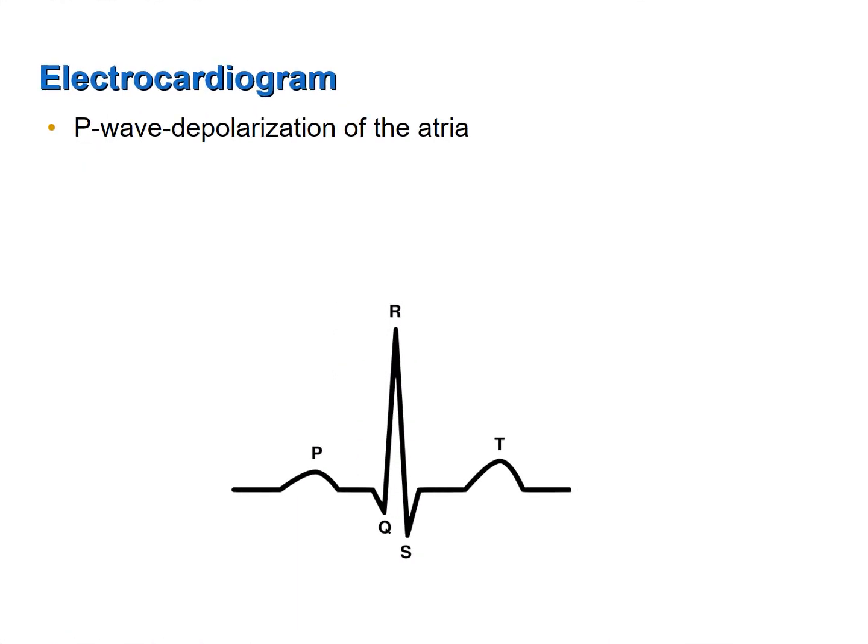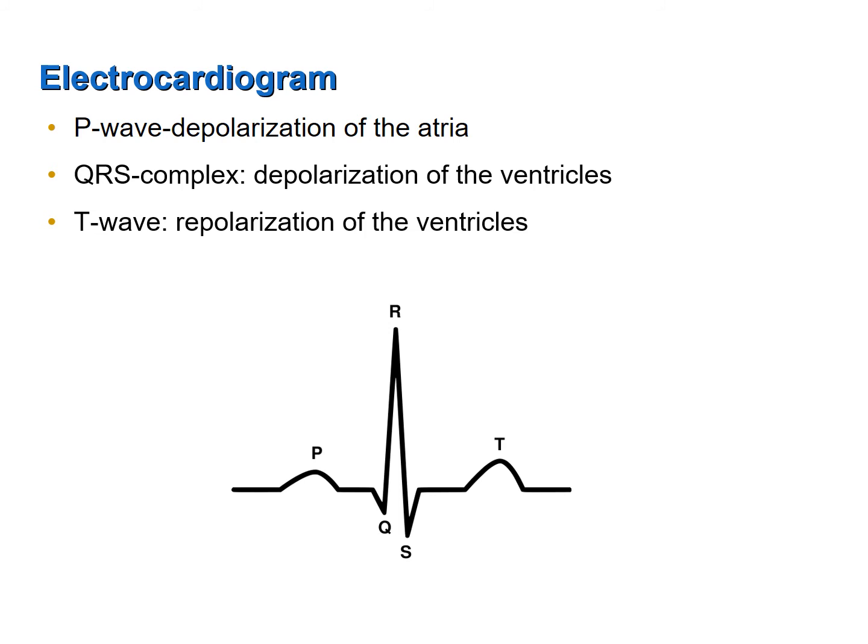The components of an electrocardiogram are as follows. The P wave represents depolarization of the atria. The QRS complex represents depolarization of the ventricles. And the T wave represents repolarization of the ventricles.